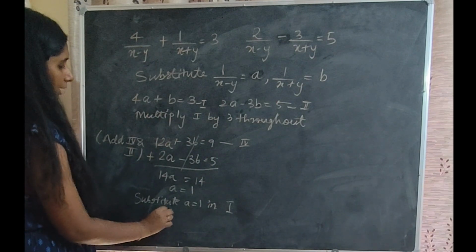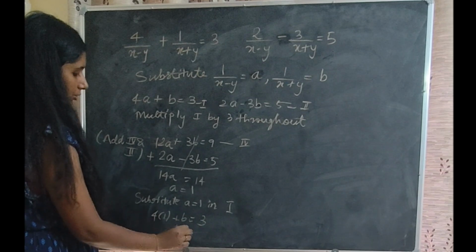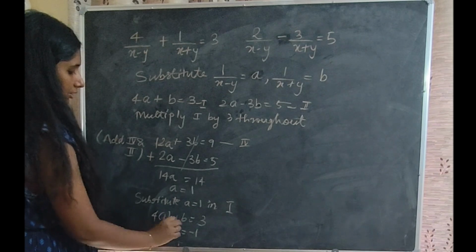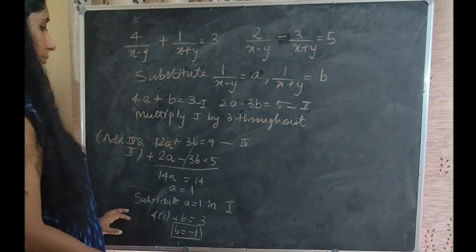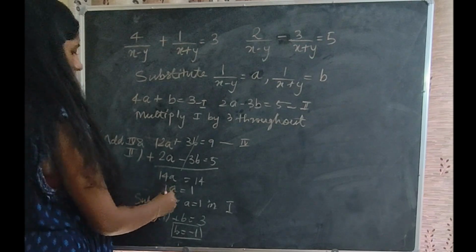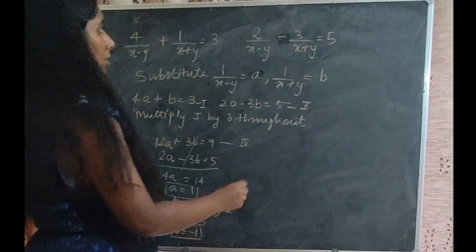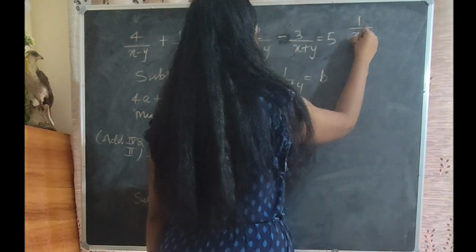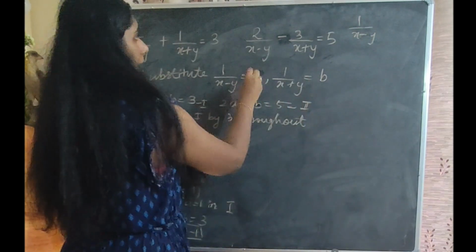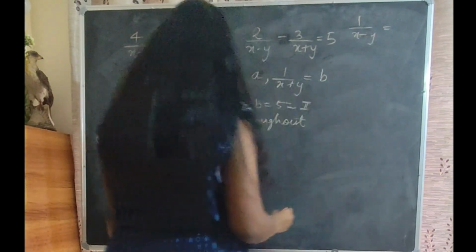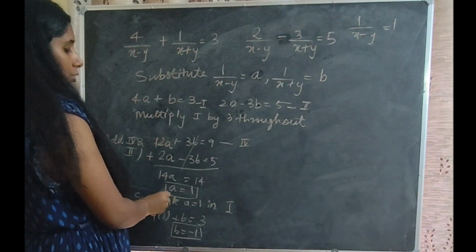So 4 into 1 plus b is equal to 3. So b is equal to 3 minus 4, minus 1. So b is minus 1 and now a is 1. Now substitute back in this equation. So 1 upon x plus y, 1 upon x minus y is a. So a value is 1, which we got here.